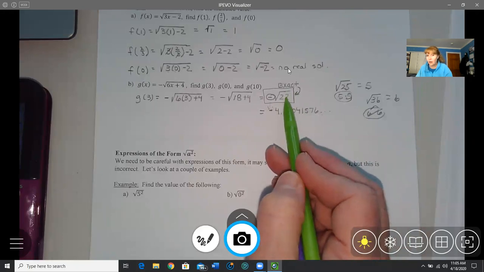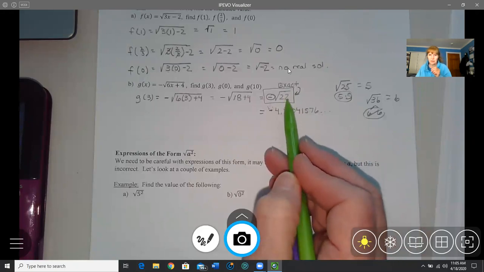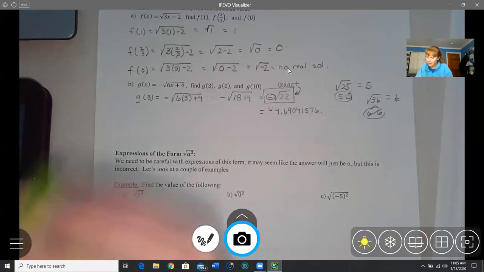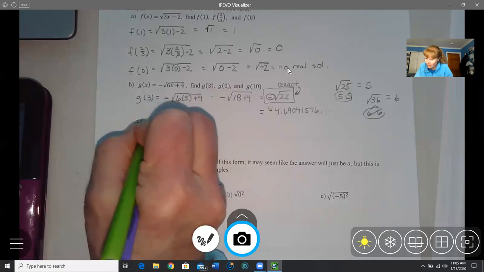This right here, if MyMathLab says find the exact solution, don't use your calculator, just stop. We're going to work on these quite a bit, reducing as far as we can. But that's irrational. Okay, let's do g of 0 real quick.